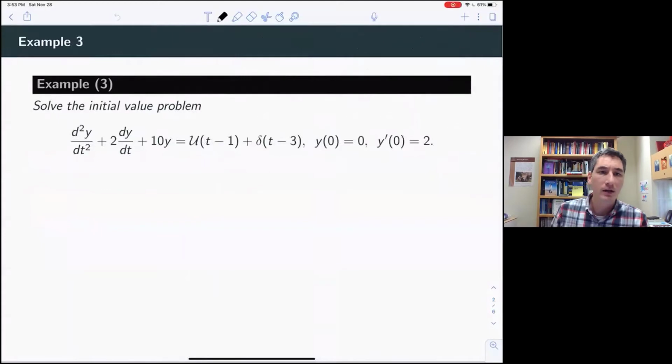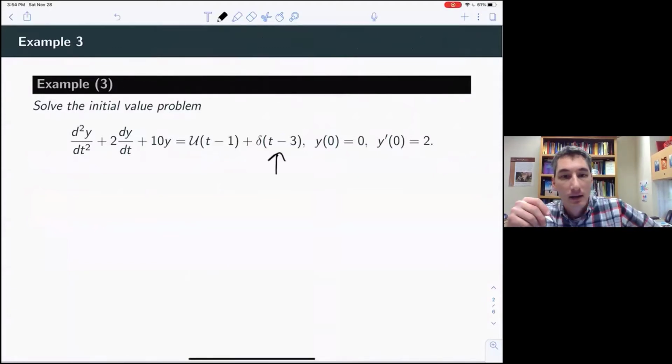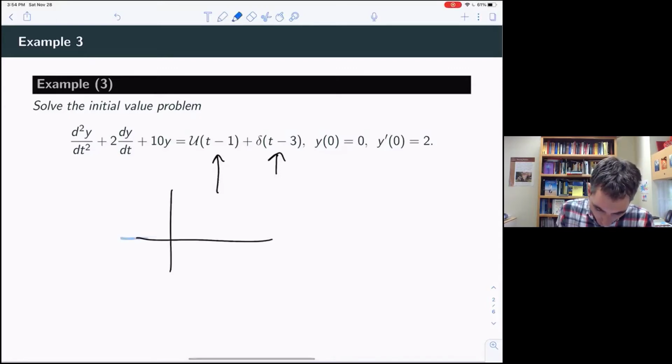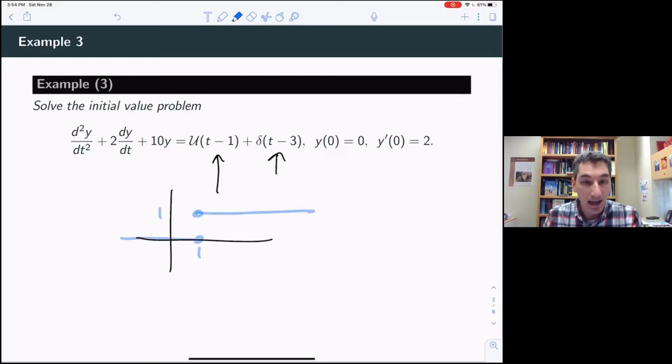So example 3 here, we're coming back to an underdamped harmonic oscillator by the look of it. But this time we've got a couple of interesting things happening on the right-hand side. First, we've got a Dirac delta coming in at time t equals 3. So the solution is going to happen, and then at t equal to 3, we're going to change the velocity instantaneously. The other thing we're going to have is just a constant force turning on. So remember that unit step function, it's going to be 0 up until time equals 1, and then it'll start being equal to 1 at t equals 1.